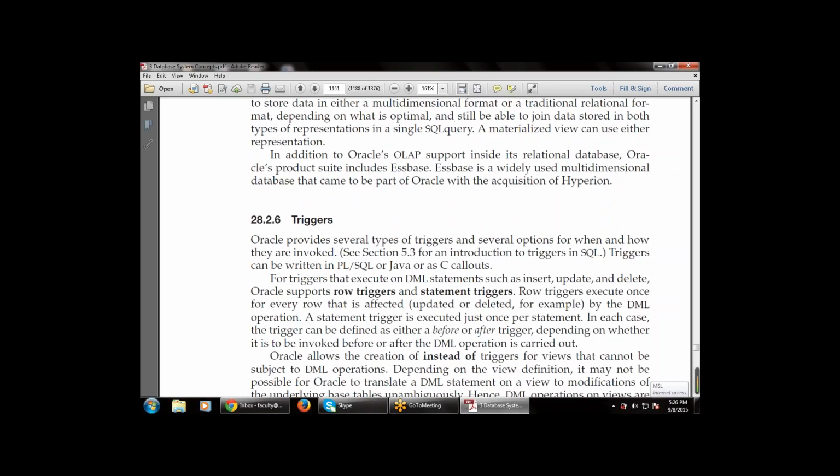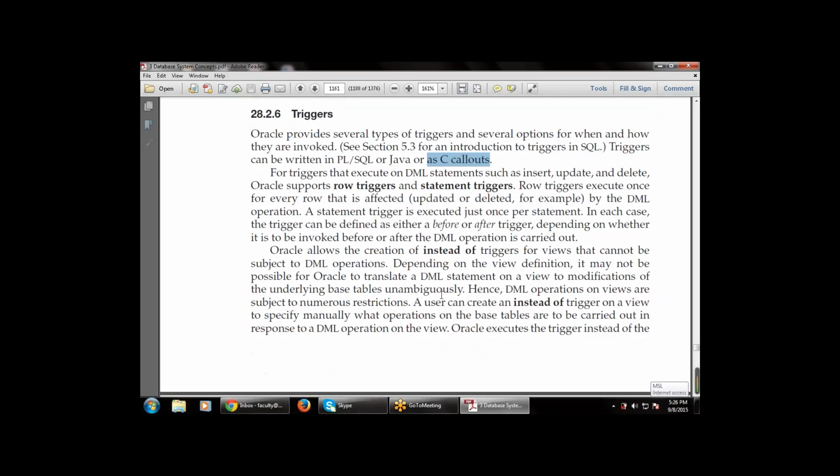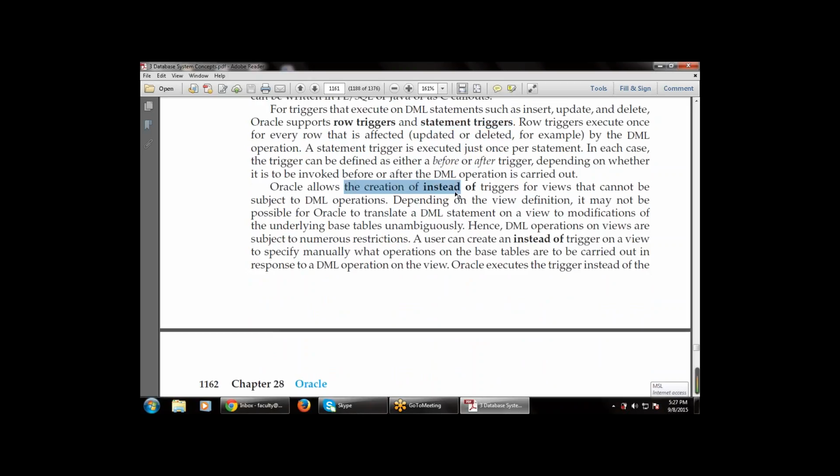Then triggers, which means a scenario or constraint that is available. Oracle provides several types of triggers and several options for when and how they are invoked. Triggers can be written in PL/SQL or Java as C callouts. For triggers that execute on a DML statement, such as insert, update, and delete, Oracle supports row triggers and statement triggers. Oracle also allows the creation of INSTEAD OF triggers for views that cannot be subject to DML operations. That is the use of INSTEAD OF triggers.